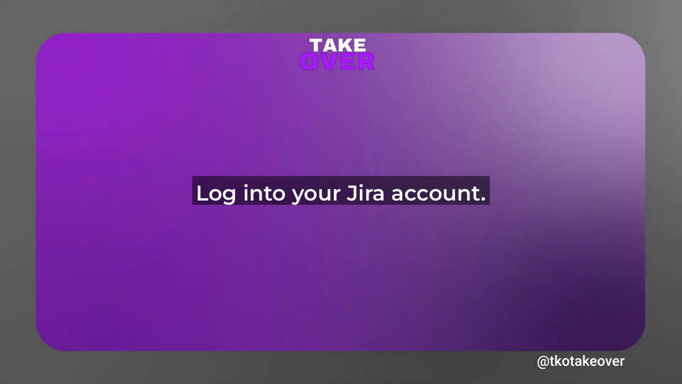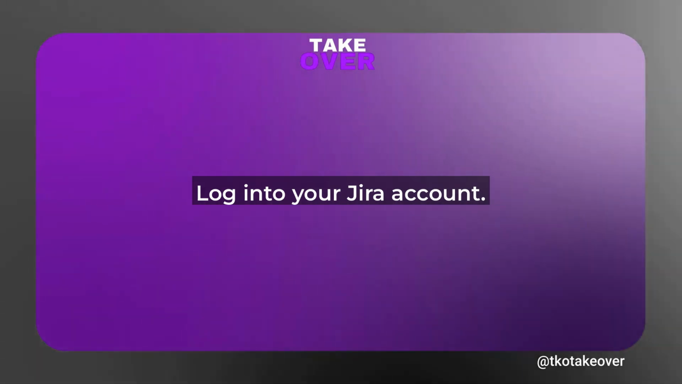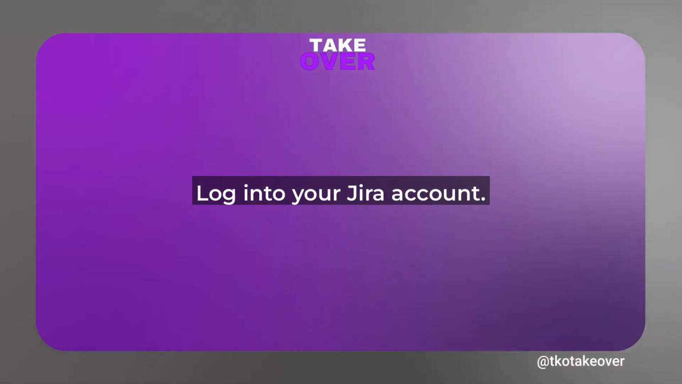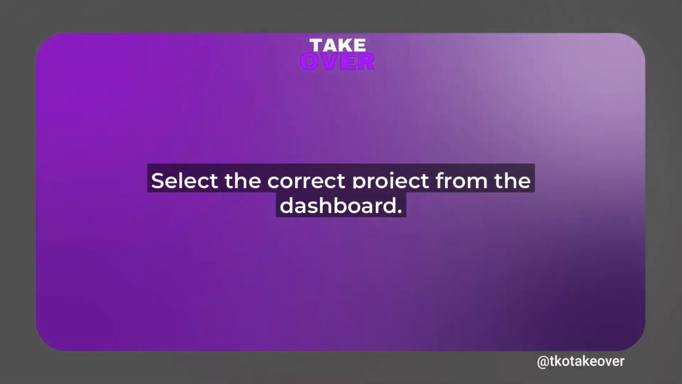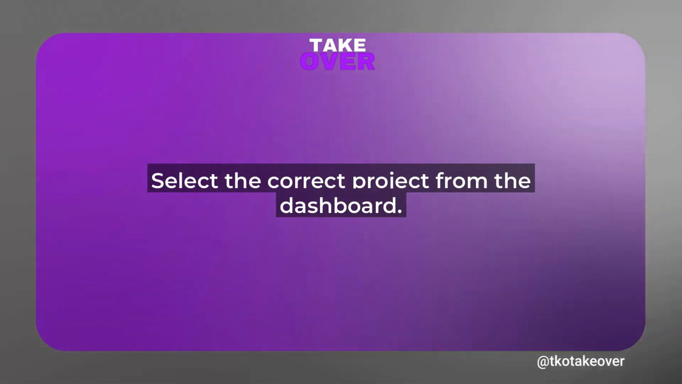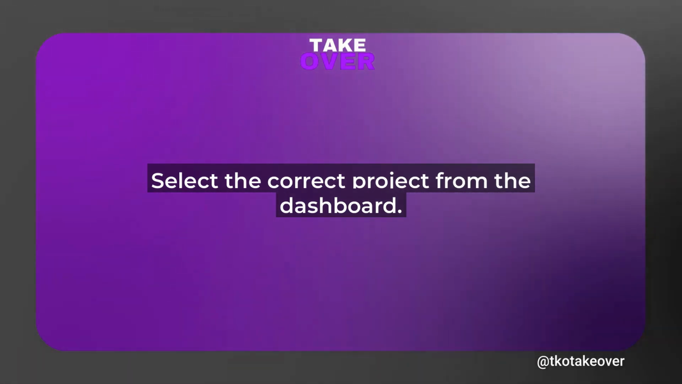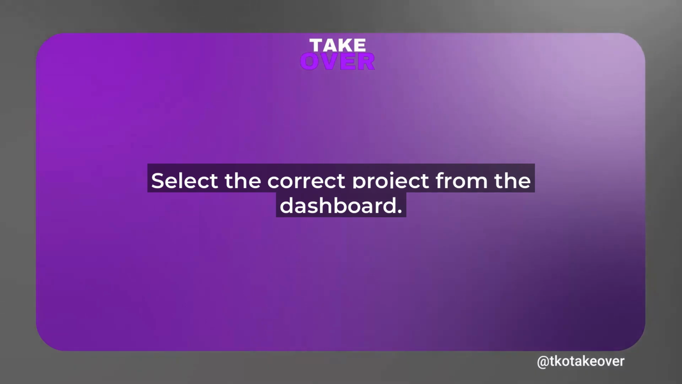First things first, make sure you're logged into your Jira account. If you don't have one, sign up quickly, it's straightforward. Once you're in, head over to your dashboard and select the project you're working on. This is usually on the left sidebar. Just click on the project name to enter.